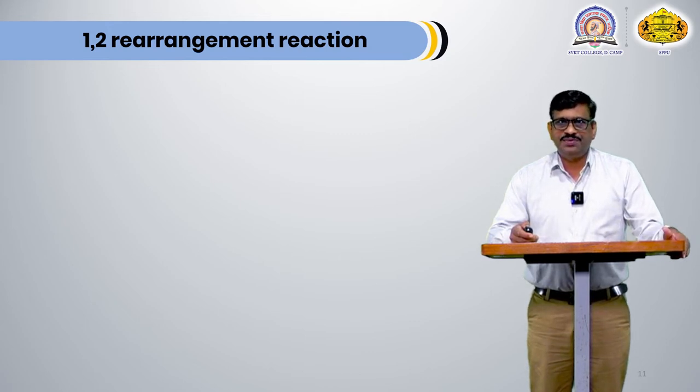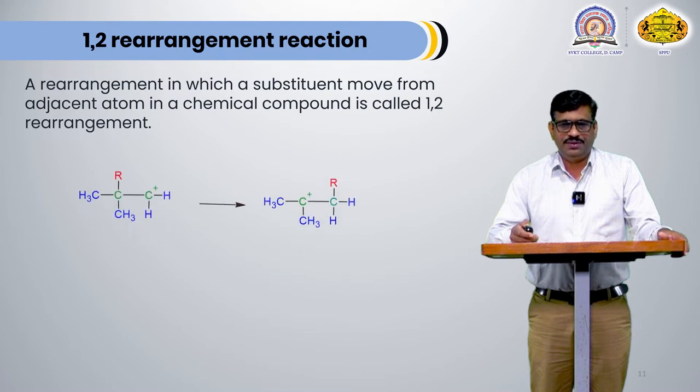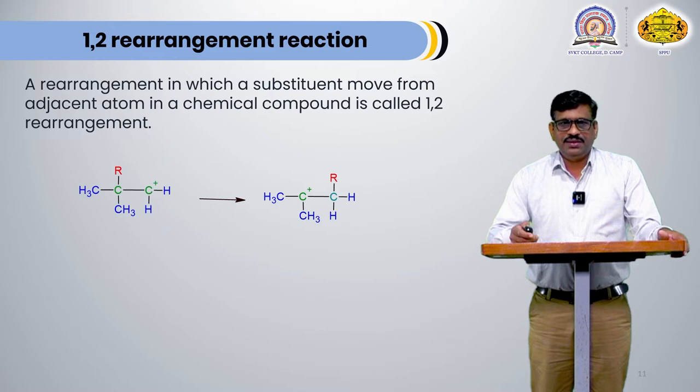First of all, 1,2 rearrangement reaction. A rearrangement in which a substituent moves from an adjacent carbon in a chemical compound is called 1,2 rearrangement. Now, in this case, there is a carbocation. This carbocation is a primary carbocation. We know that the stability of carbocation is tertiary greater than secondary greater than primary. That's why when a primary carbocation is formed, it tries to convert itself into a secondary or tertiary carbocation. In this case, the R group migrates from that carbon to the carbocation, and a new carbocation is generated, and that carbocation is a tertiary carbocation. This migration is because of the higher stability of the tertiary carbocation as compared to the primary carbocation.